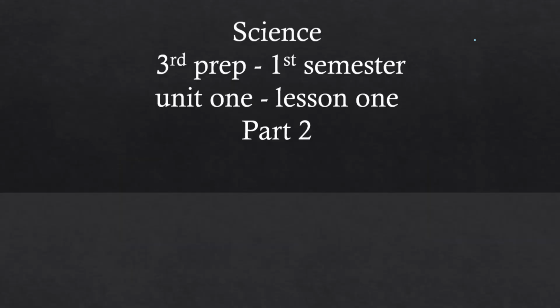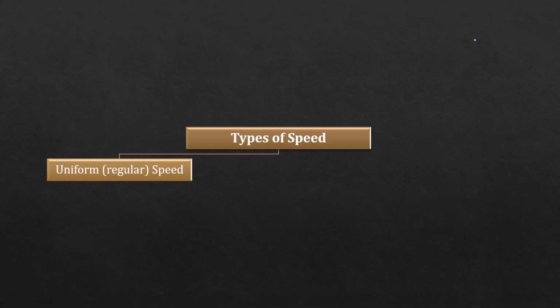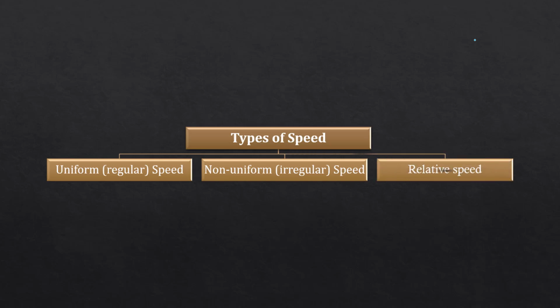Now let's start. We have three types of speed. The first one is regular speed or uniform speed. The second one is irregular speed, also called non-uniform speed, and the last one is relative speed. In the first video we learned more about the regular speed, and in this video we're going to learn more about the irregular speed and the relative speed.